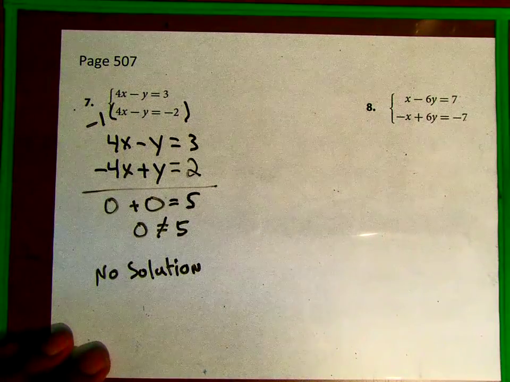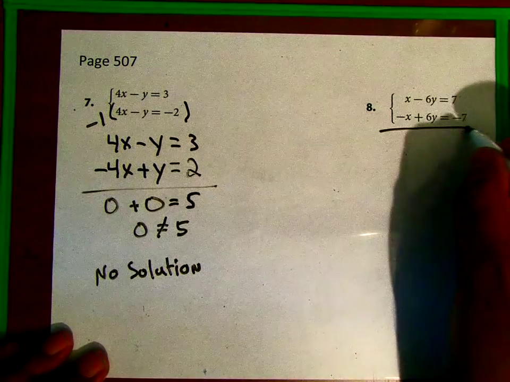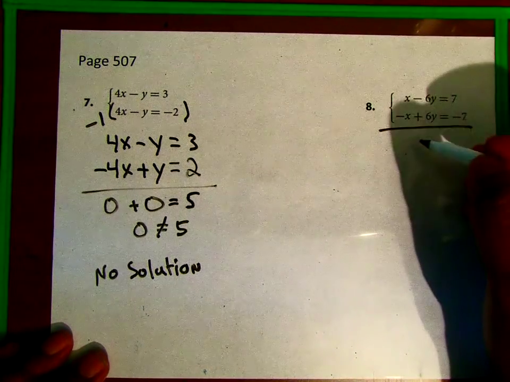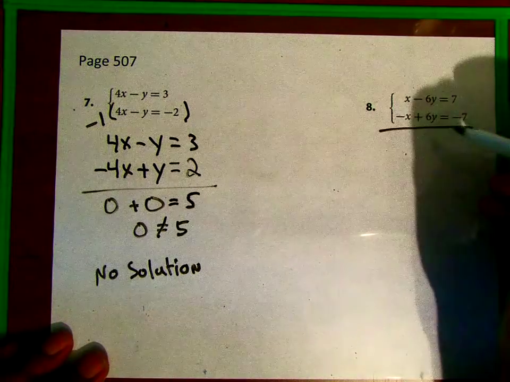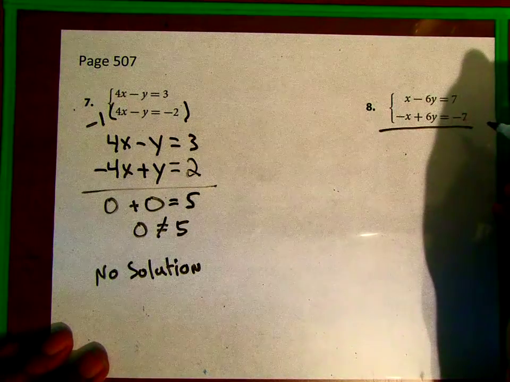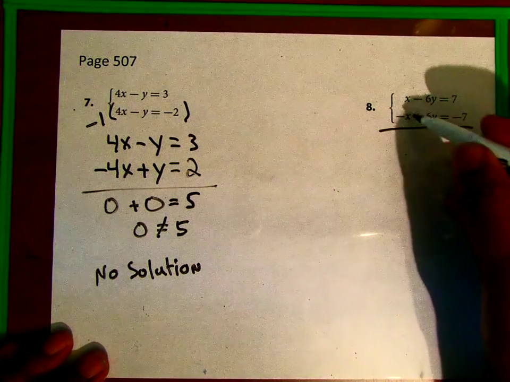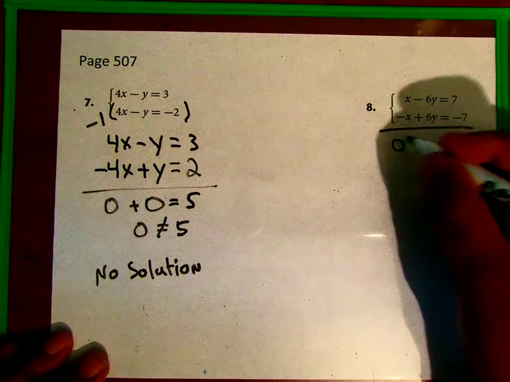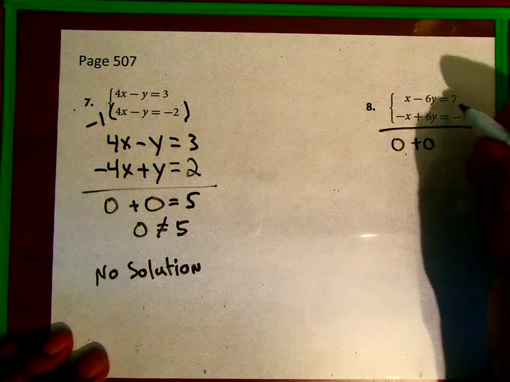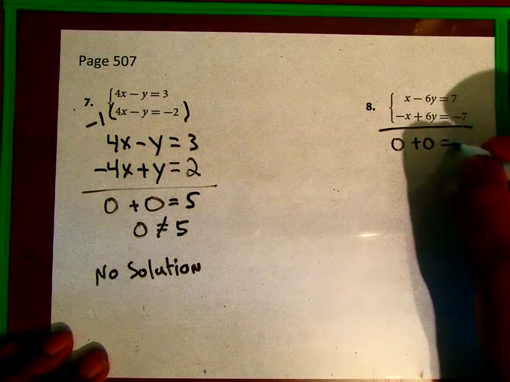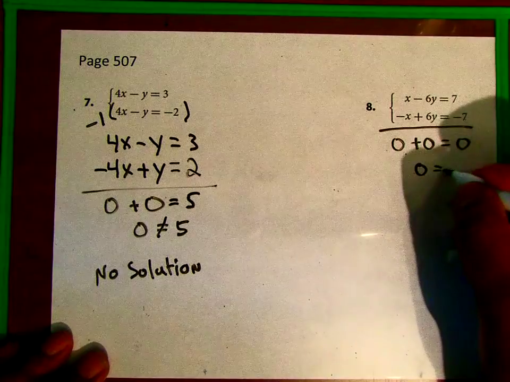Okay, let's take a look at another example. I can already see that when I add this, it's going to cancel out, so I don't need to multiply by -1. So I'm just going to add. x plus negative x is going to be 0. Negative 6y plus 6y is going to be 0. And then 7 plus negative 7 is also going to be 0. So that's going to end up being 0 is equal to 0.